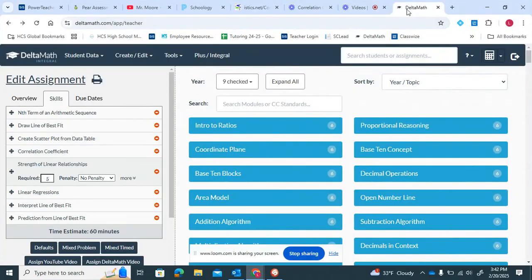All right, so what I want to do now is go over some of the Delta Math questions on line of best fit and creating a scatter plot, correlation coefficient, and strength of linear relationships. After this video, you should be able to do the first 5 sections of your Delta Math. The only 3 that you can't do are these last 3, or you might not know how to do them yet.